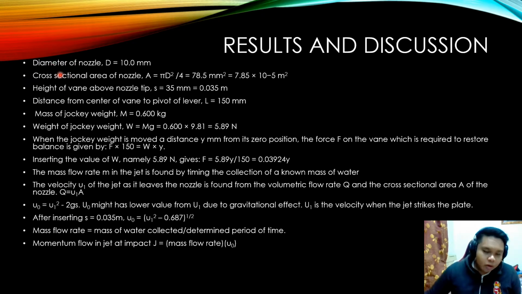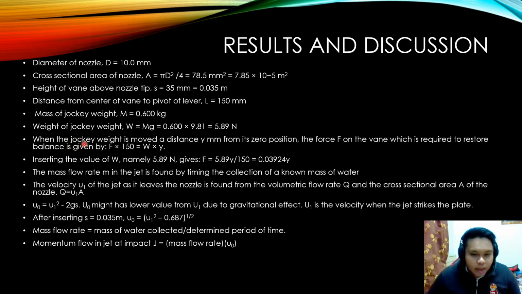We can see that the diameter of the nozzle is constant because we use the same nozzle, which is 10 millimeter, and the cross-sectional area of the nozzle can be calculated by using the formula area equals pi d square over 4, which results in 78.5 millimeter square. The height of vane above nozzle tip S is 35 millimeter. Distance from center of vane to pivot of lever is 150 millimeter. Mass of jockey is 0.6 kilogram, which results in a weight of 5.89 Newton.